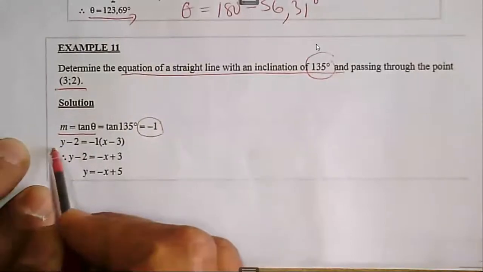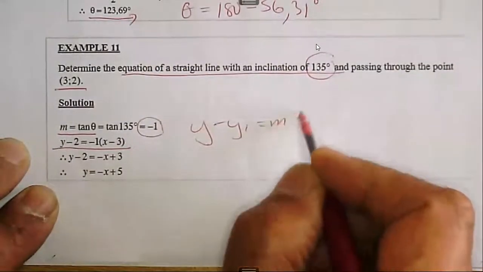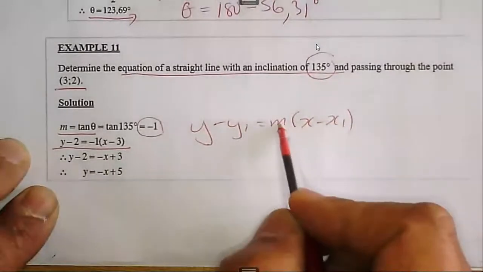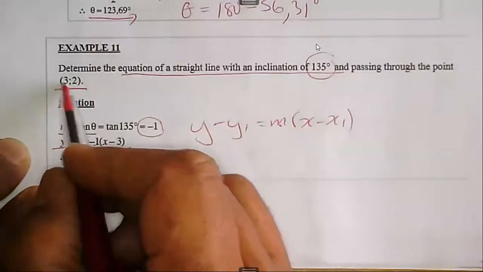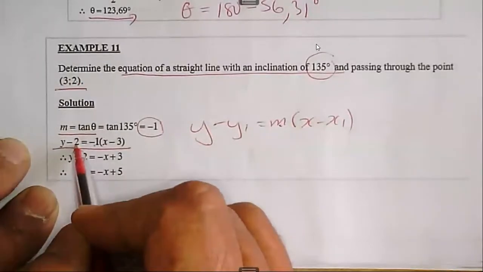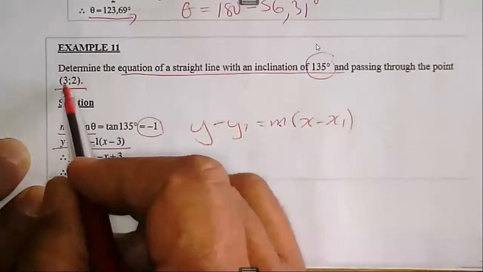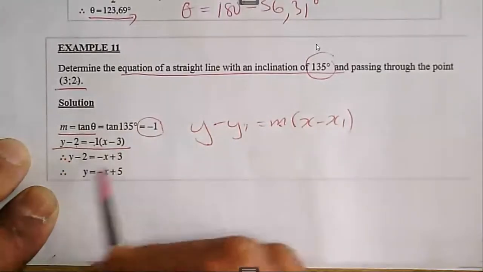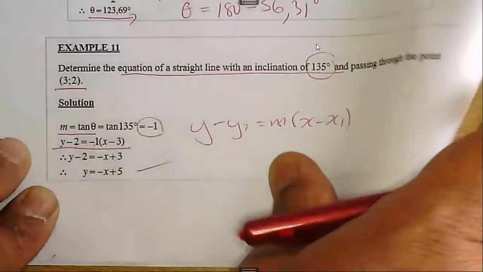So there's your formula. Remember the formula y minus y1 equals m times (x minus x1). So m is negative 1, and the other point is (3; 2). So 2 goes there, that's the y value, and of course, 3 goes there. Right, remove the bracket, and you get your answer: y equals negative x plus 5.